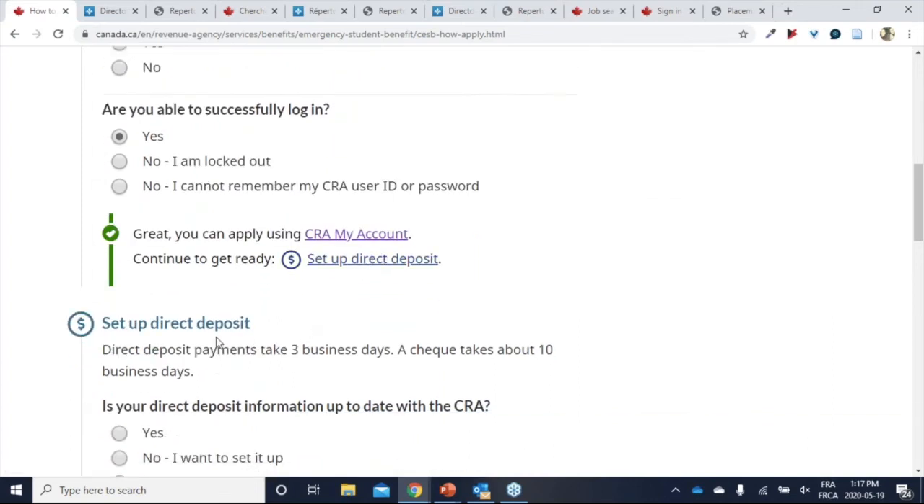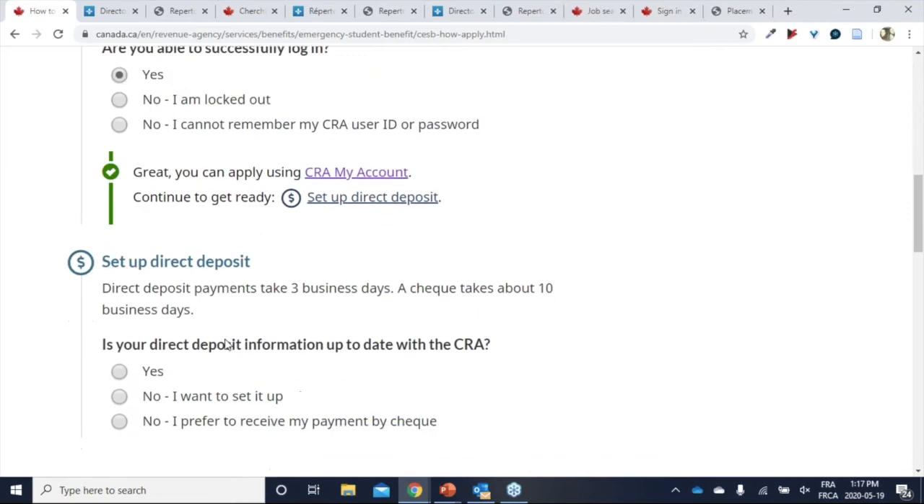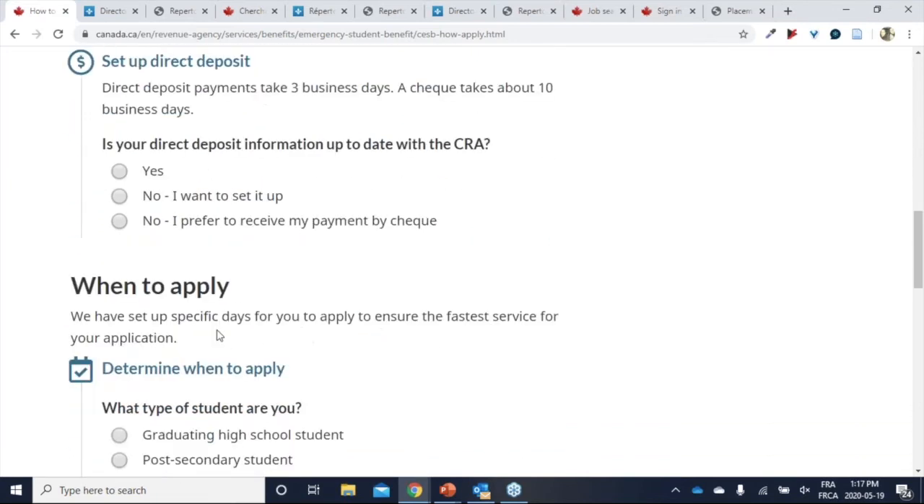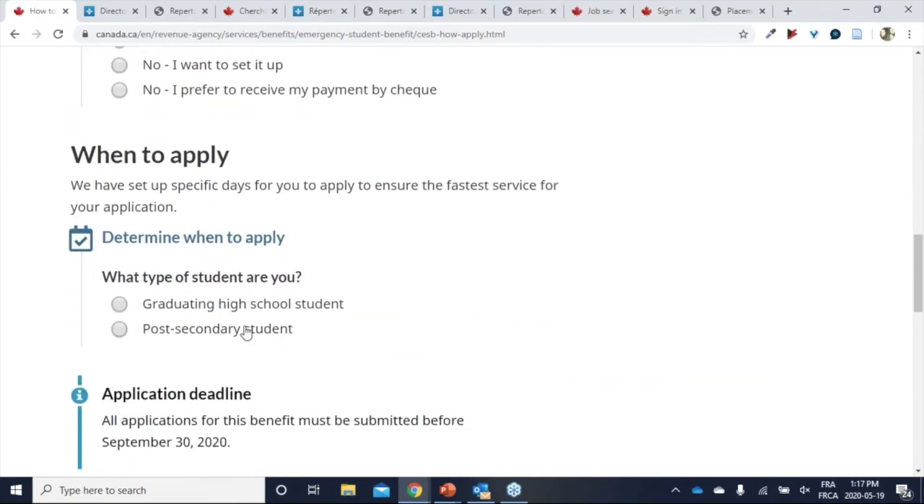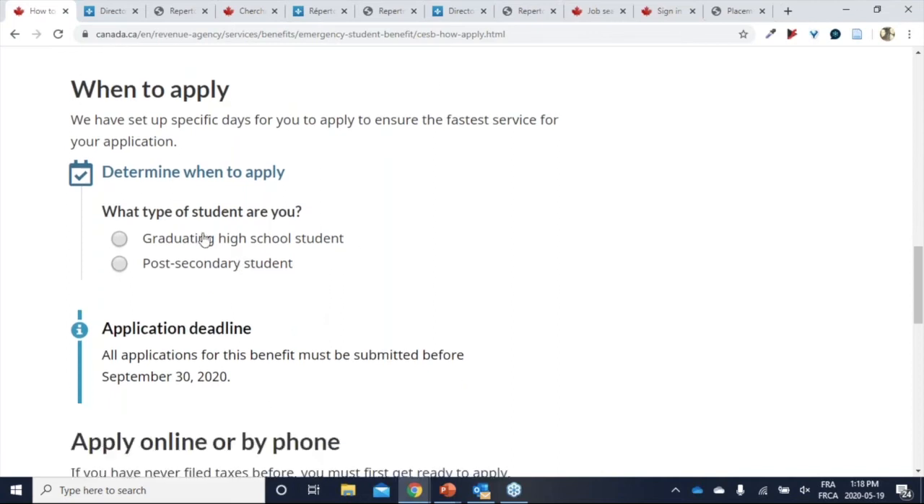It's encouraged to set up direct deposit because it simplifies the process. And you have to make sure that you're applying on the right day. So if you've been following the other benefit that was given out during this pandemic, you know that there was a specific day, depending on the month of your birth, in which you could apply. So we'll see here it's a similar scenario.